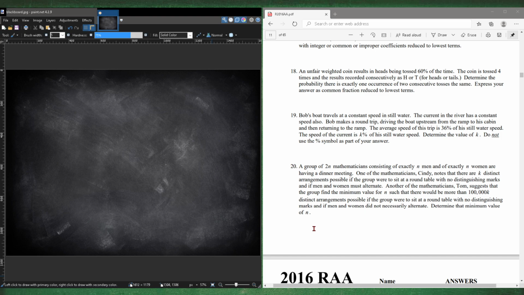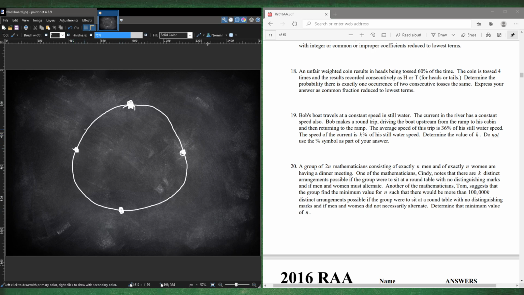Okay, so we need to find two things. We need to find the number of arrangements when they alternate and the number of arrangements when they don't alternate. So let's start with the easiest one, the arrangements when they don't alternate. So we have a table and we have 2n people. I'm just going to draw an even number of people, let's say 4.